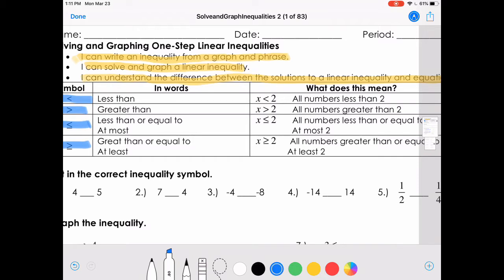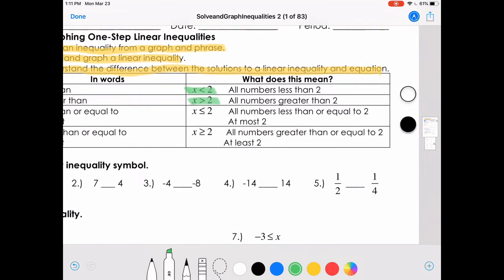So it looks like the next thing I did was I went over the what does this mean column. So it puts the symbol into an inequality for you, like x is less than 2, which means all numbers less than 2. X is greater than 2, so that's all numbers greater than 2. X is less than or equal to 2, that's all numbers less than or equal to 2. Or you could also say at most 2. Last one is all numbers greater than or equal to 2, or at least 2.